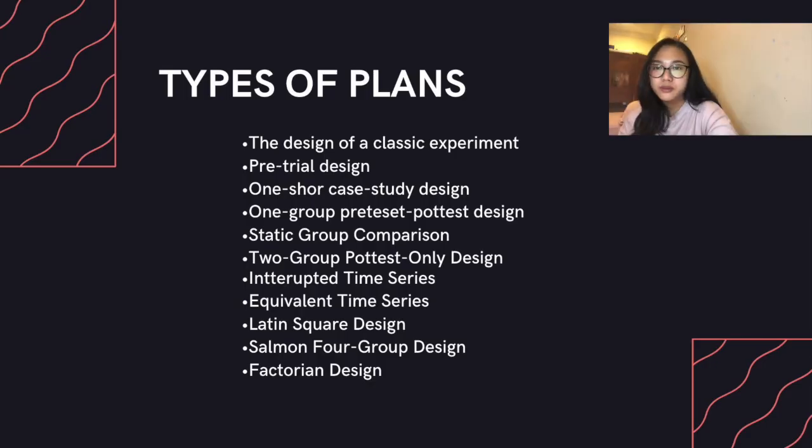So there are 11 types of designs, which have their respective functions. They are the classic experiment, pre-experimental designs, one-shot case study designs, one-group pretest post-test designs, static group comparisons, two-group post-test only designs, interrupted time series, equivalent time series, Latin square designs, Solomon 4-group designs, and the last one is factorial designs.